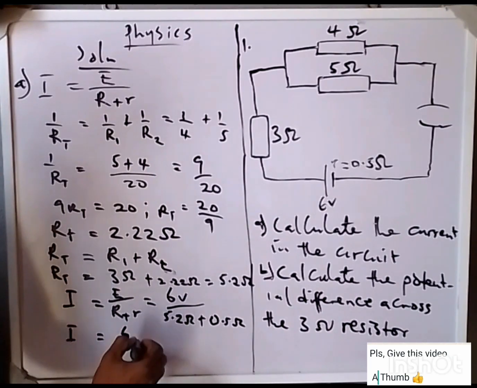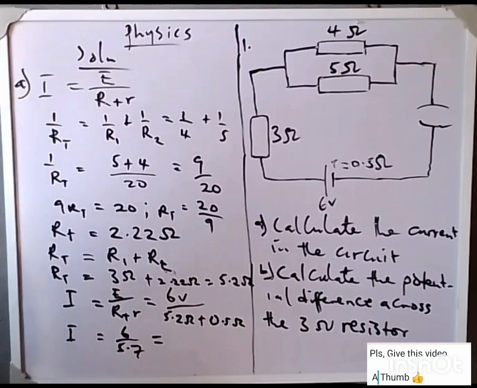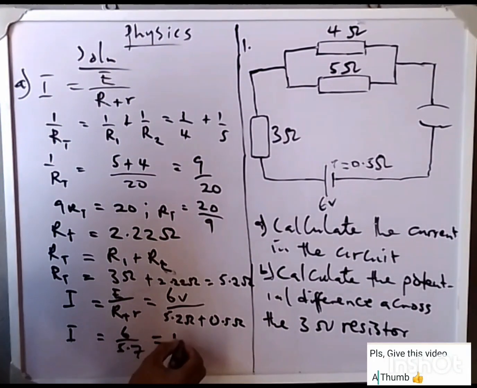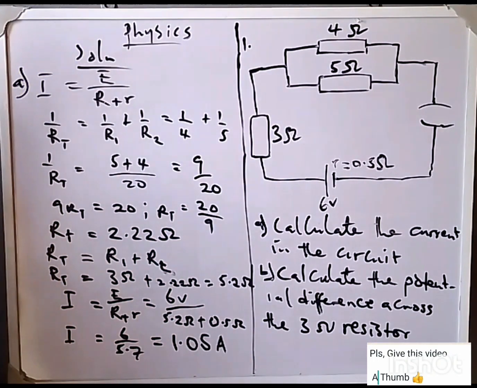So what we have is that I, the current in the circuit, is 6 divided by 5.7, which is equal to 1.05 amperes. So you can see that it's really a brain puzzle question, but once you follow it meticulously, you discover that it is not really hard.